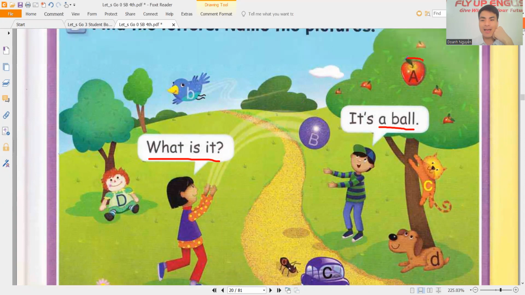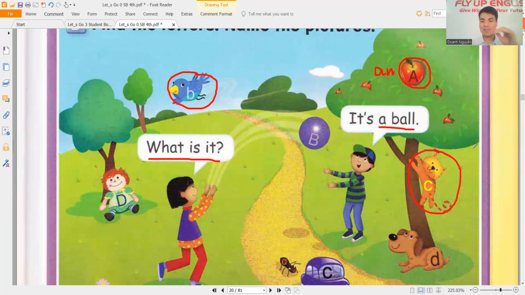Now what is it? It's an apple. Đúng rồi, một quả táo thì đọc cho thầy là it's an apple. Now, next, what is it? It's a bird. Okay, now see. Let us see. Sound. What is it? It's a cat.